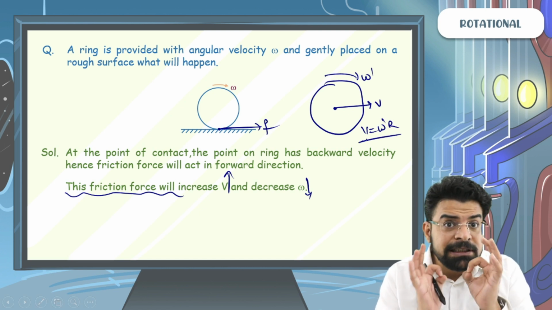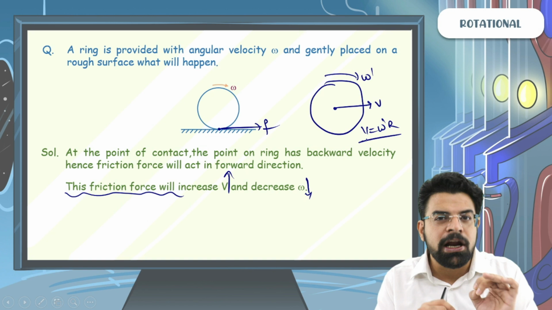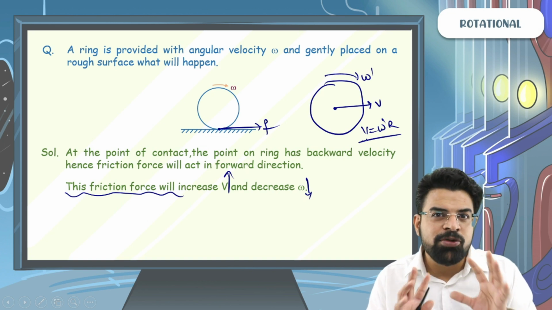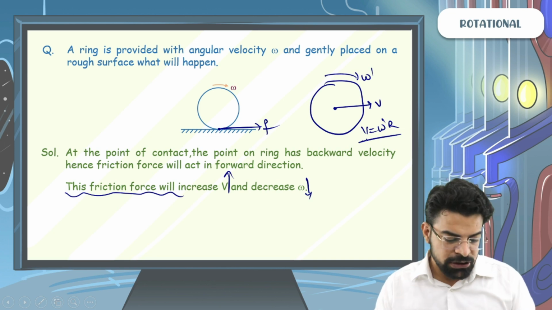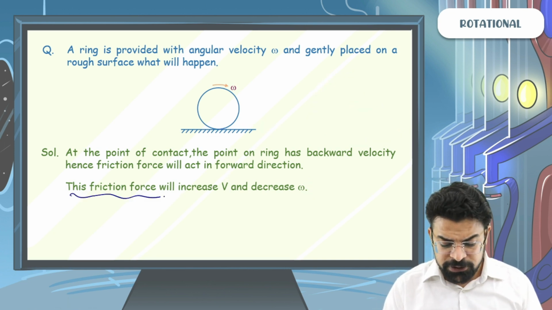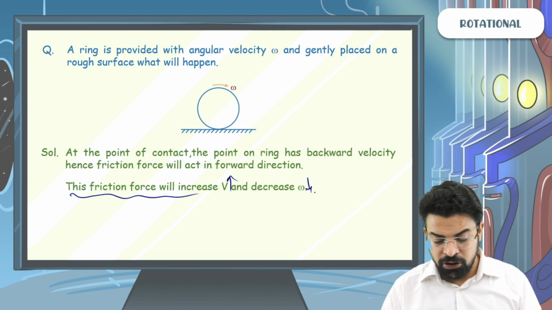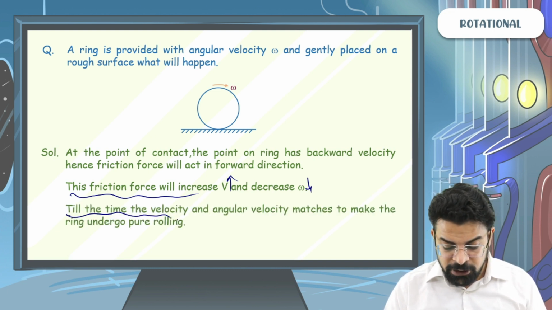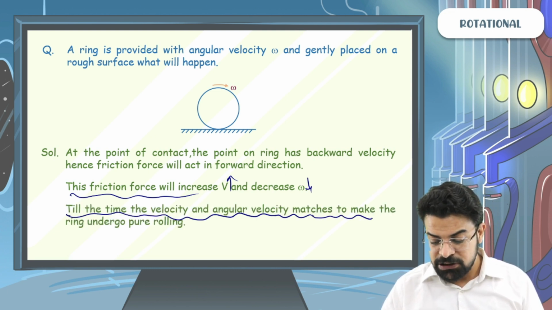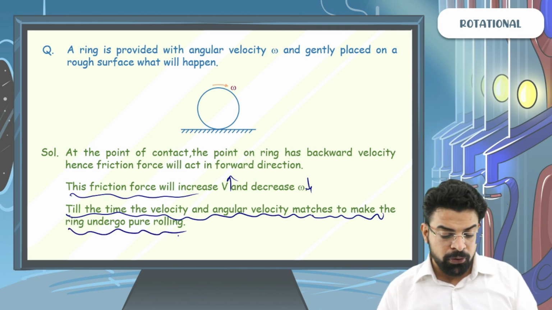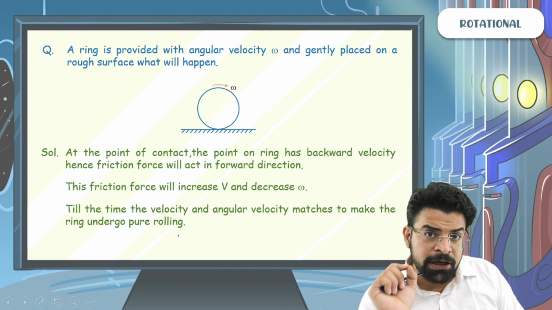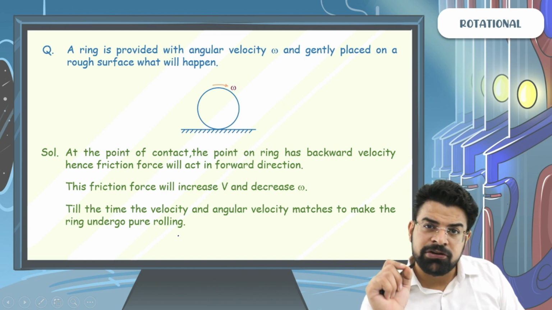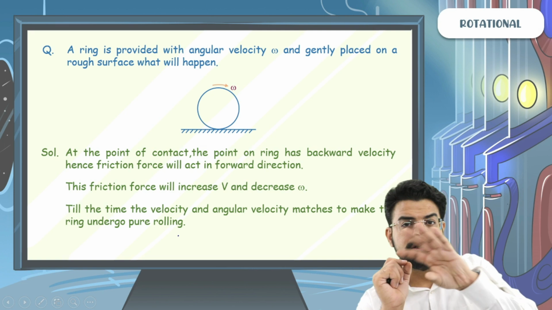And once this is achieved, there will be no relative motion at the point of contact, and the friction force will cease to act. So you will say, this friction force will increase the velocity and decrease the omega till the time the velocity and angular velocity match to make the ring undergo pure rolling. So the velocity will keep on increasing, omega will keep on decreasing, and the final destiny of this ring will be to do pure rolling on this rough surface.